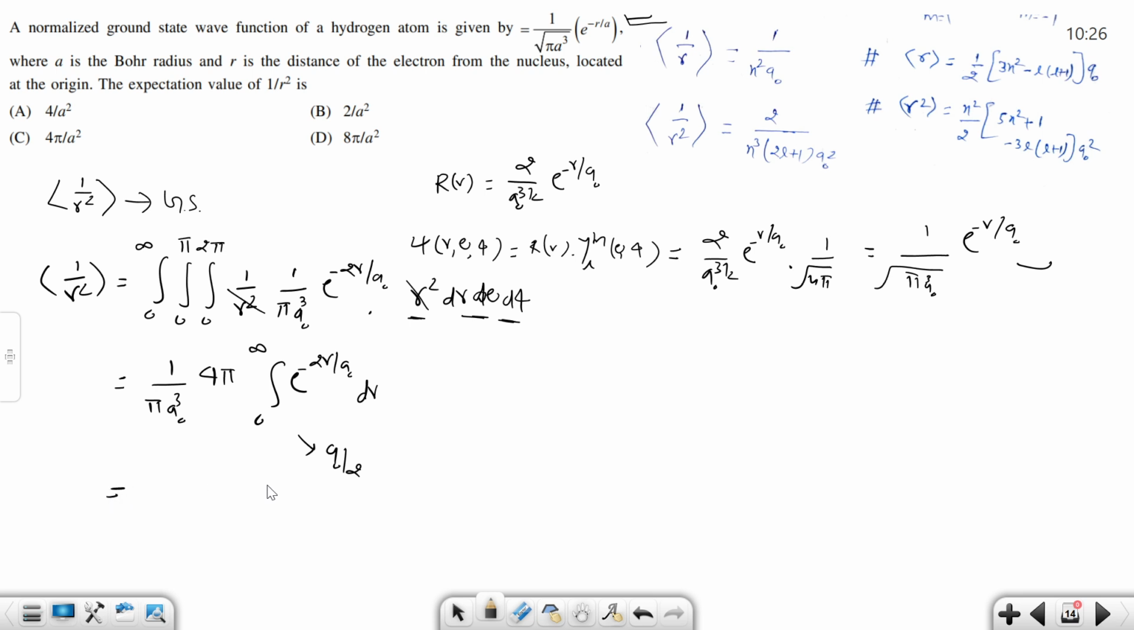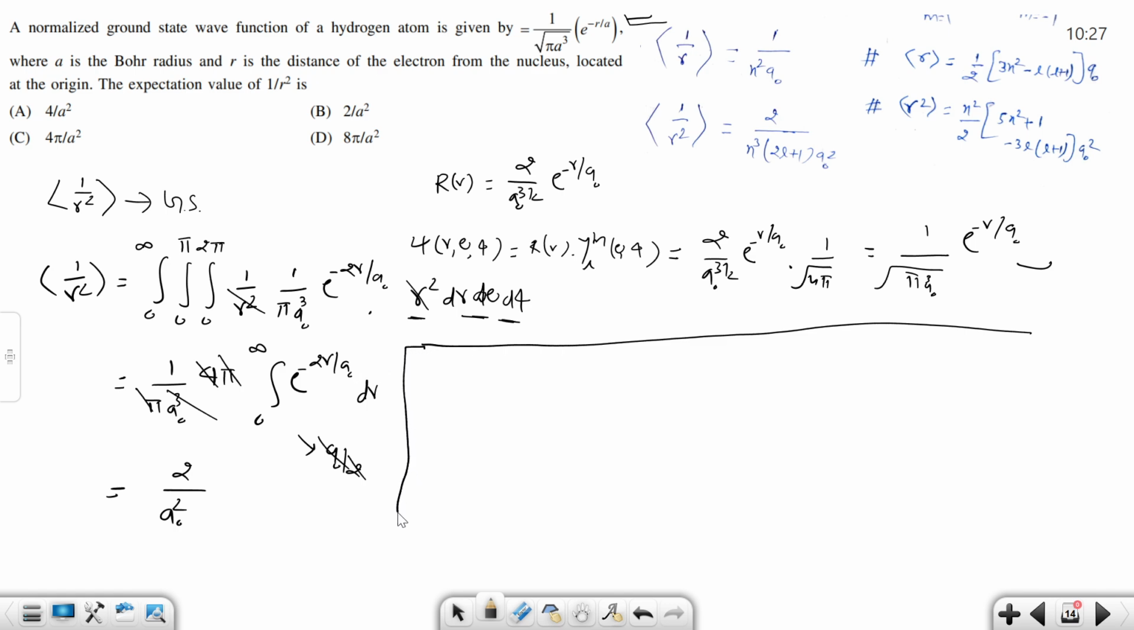Fine. So just put all these things, this pi and pi you can cancel. This 2 and this 4 you can cancel. This and this a naught you can cancel. So this will become 2 by a naught square. Fine. So this is how you can do this kind of question. But remember, in examination we will not do this kind of question in this way. How to handle this question?